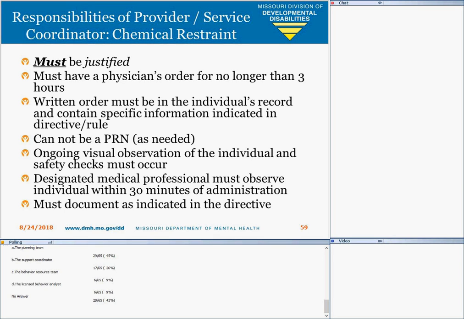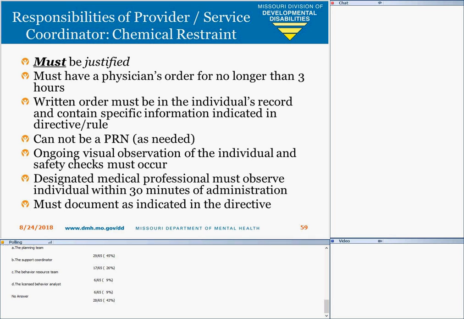There has to be ongoing visual observation of the individual, and some safety checks need to occur. They need to be breathing. They can't have vomited, because they are at risk then. So you have to do some ongoing visual observation if you administer a chemical restraint, or if your person has a chemical restraint and you're serving them. A medical professional, so this could be the person's nurse, the community RN, or the physician, must observe the individual within 30 minutes of administration. This must be documented as indicated in the directive.